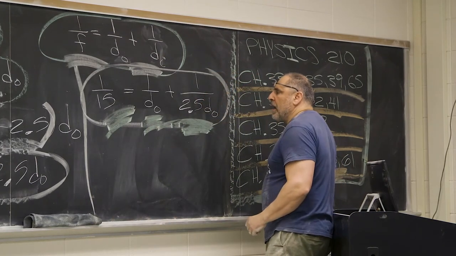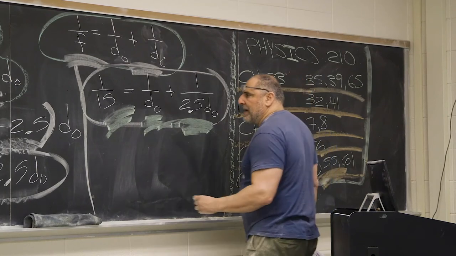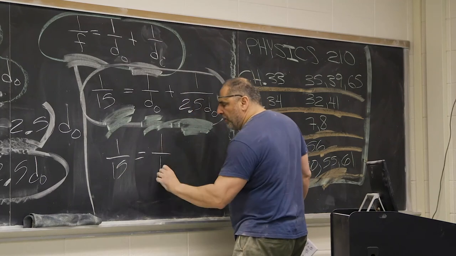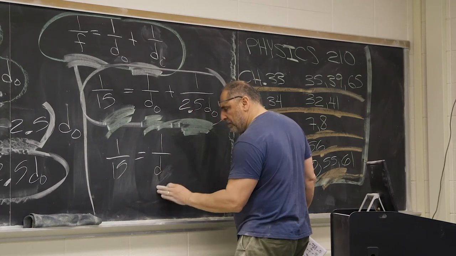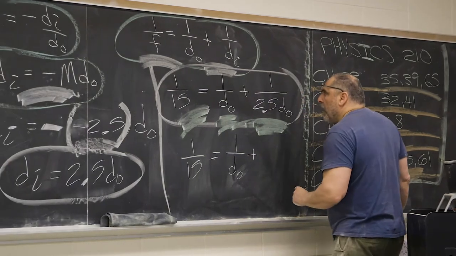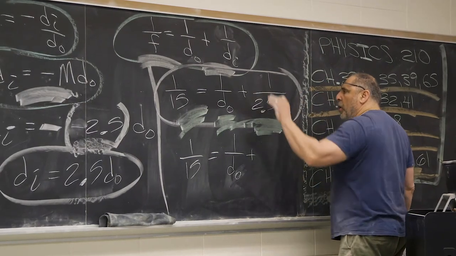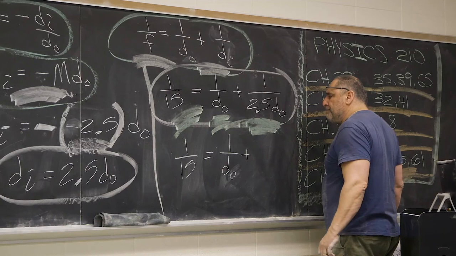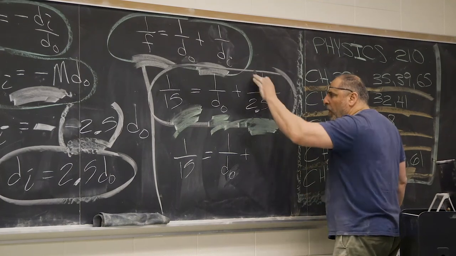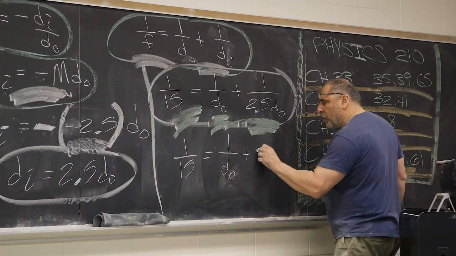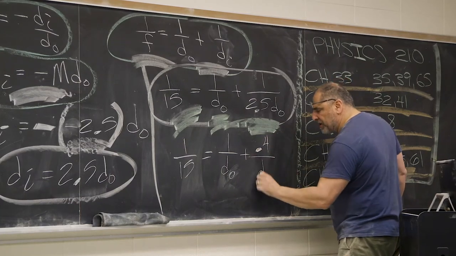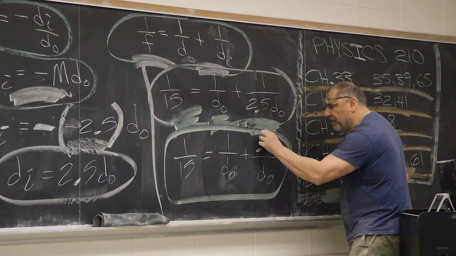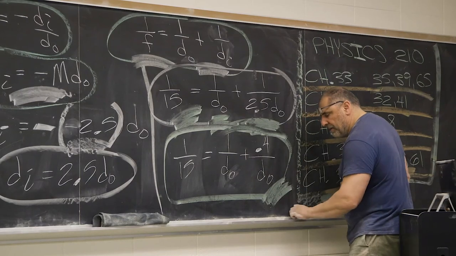So what do we got? It's not exactly easy to look at, but let's see what we got. We got 1 over 15. You got 1 over DO. And you got 1 over 2.5 times 1 over DO. 1 divided by 2.5 is 0.4. Let's just make the long story short. And you get to here. That's a big move. You get to here, guys, and everything's going to fall in line. You got to solve this, and you're there.